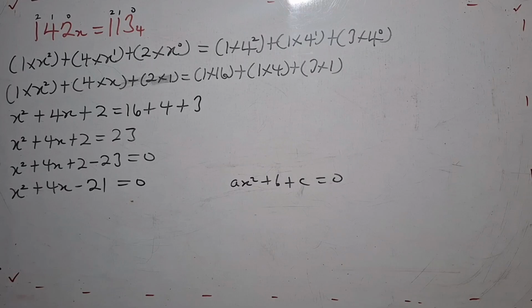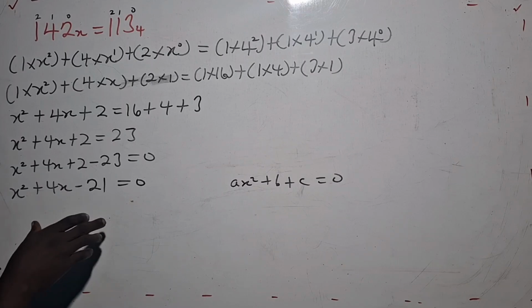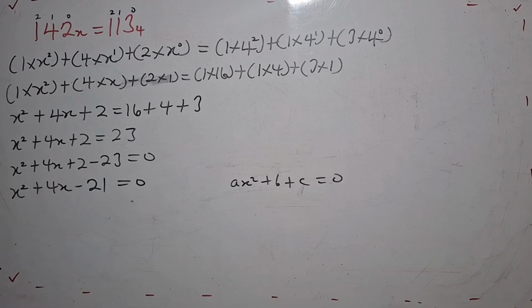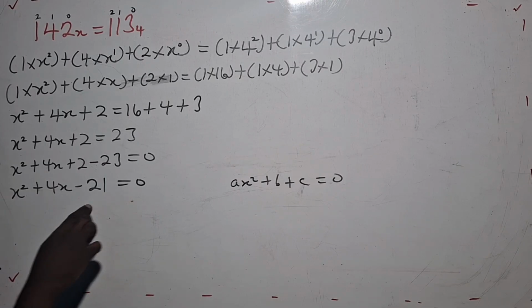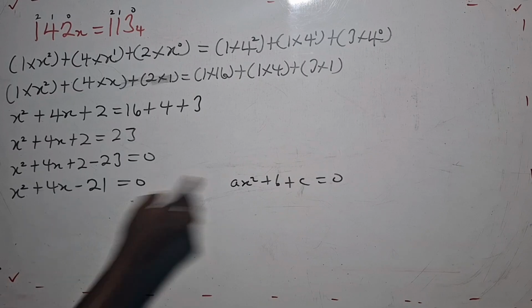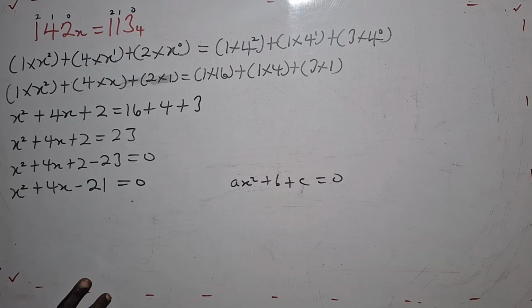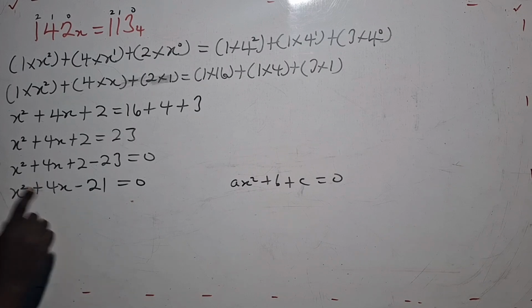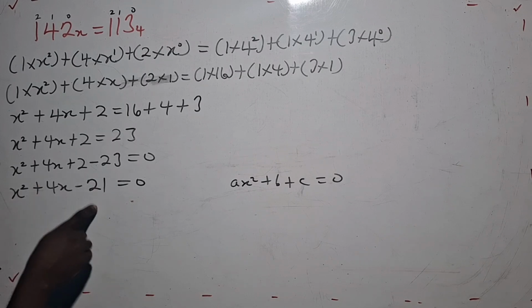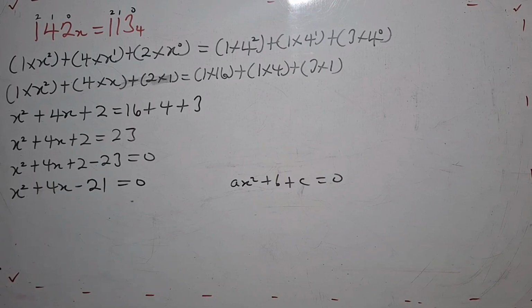How do we solve for x here? For quadratics, if you want to do this, you use the factorization method. How do we factorize? We find the factors of this number, the c element, then we find two numbers that when we add, we get this middle number, and when we multiply, we get this. I've taught that under factorization on my channel, so you can go and watch for more understanding on this.